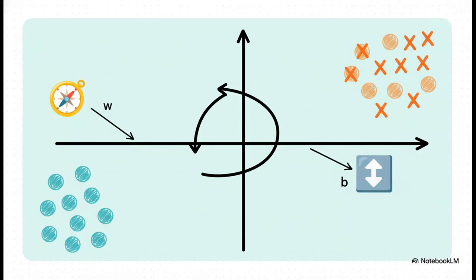So the key thing to get is what W and B actually do. Think of it like this. The weight vector, W, that's like the knob that controls the tilt or the angle of your line. And the bias, B, that just slides the whole line around, up, down, left, right, without changing its angle. So between the two of them, you can put that boundary literally anywhere you need it to be.